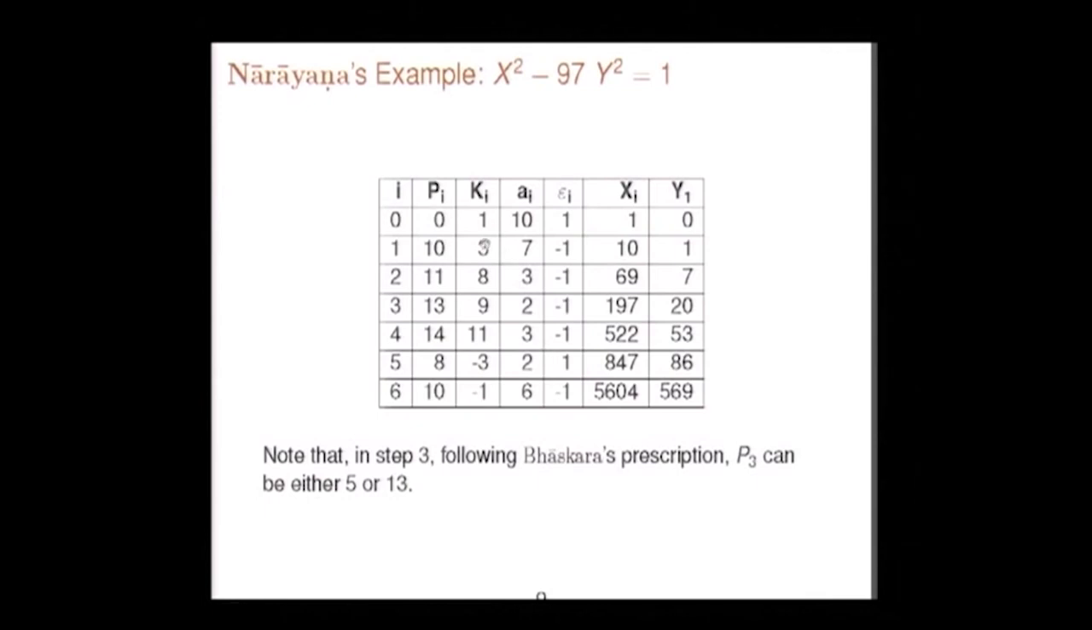So instead of explaining the starting step, which is known, and the second step which is also similar, the step from 11 to 13 is a very interesting feature to start with. In this step your p2 is 11, and so you are at the stage where 69 squared minus 97 into 7 squared is equal to 8. So you are in this stage. Now to 11 you add a number such that 11 plus that number is divisible by 8. So 11 plus 5 is possible, 11 plus 13 is possible, then 11 plus 21 is possible.